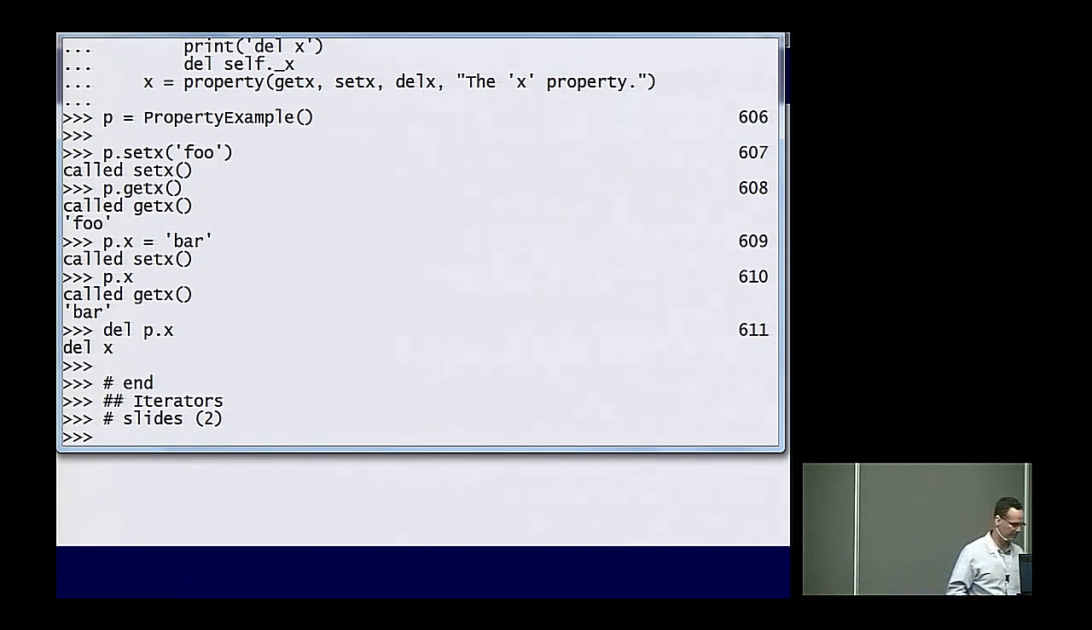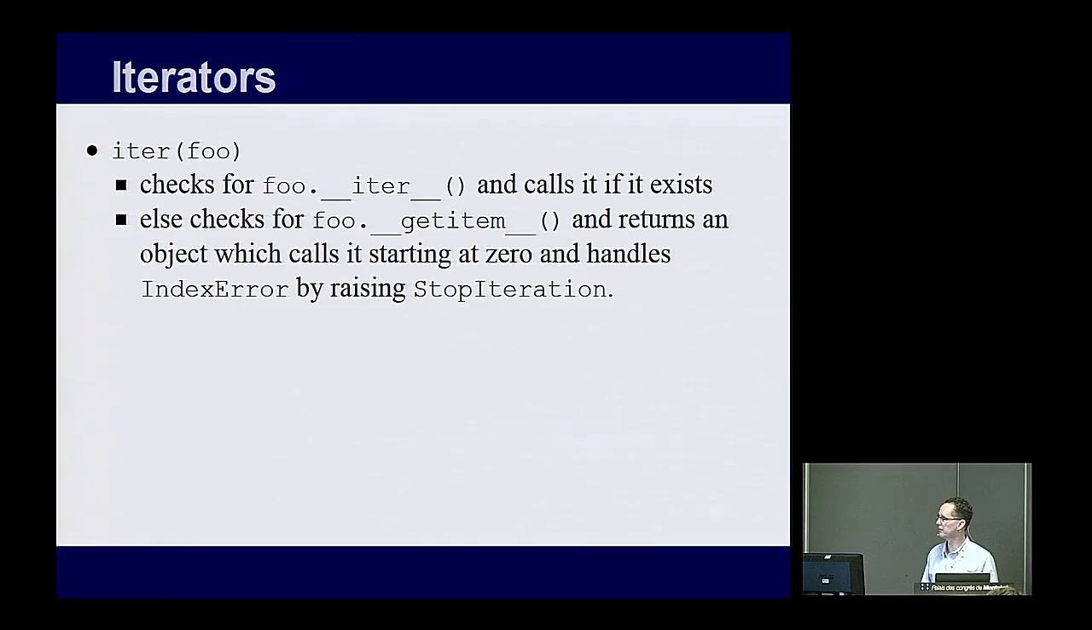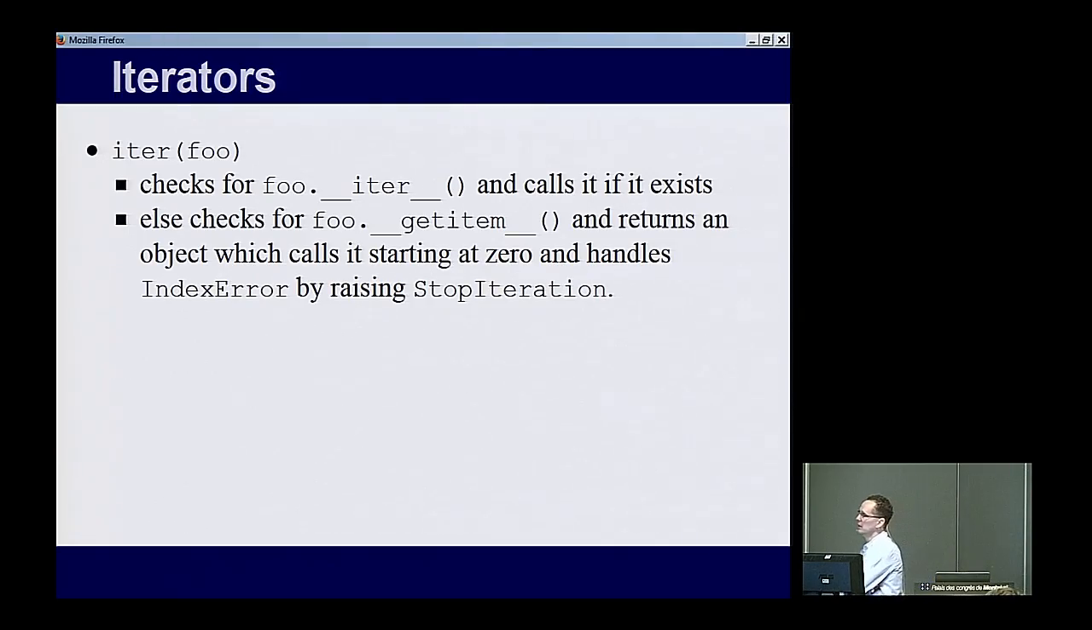So on to iterators. Iterators are how for loops work. The iterator protocol is the way for loops work. And there's lots of things in Python that understand the iterator protocol. Basically, in a for loop, for x in expression, whatever that expression is, for x in foo, the for loop calls the built-in iter function. And the iter function does the following.